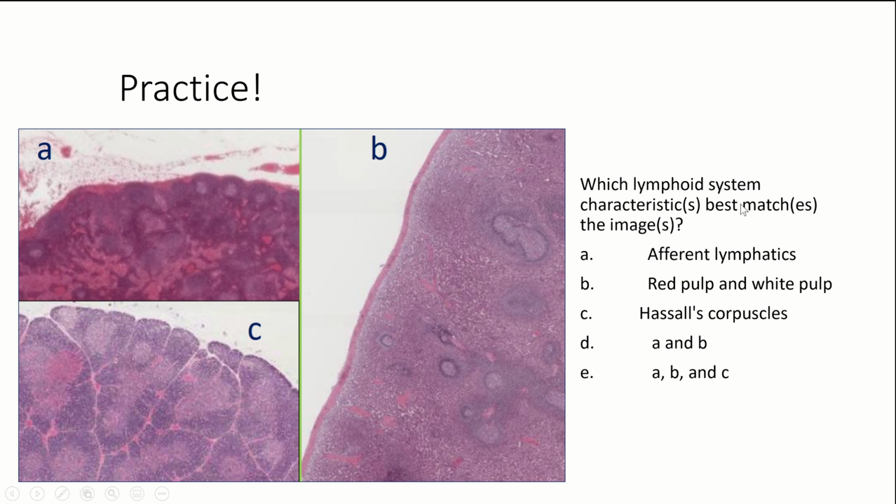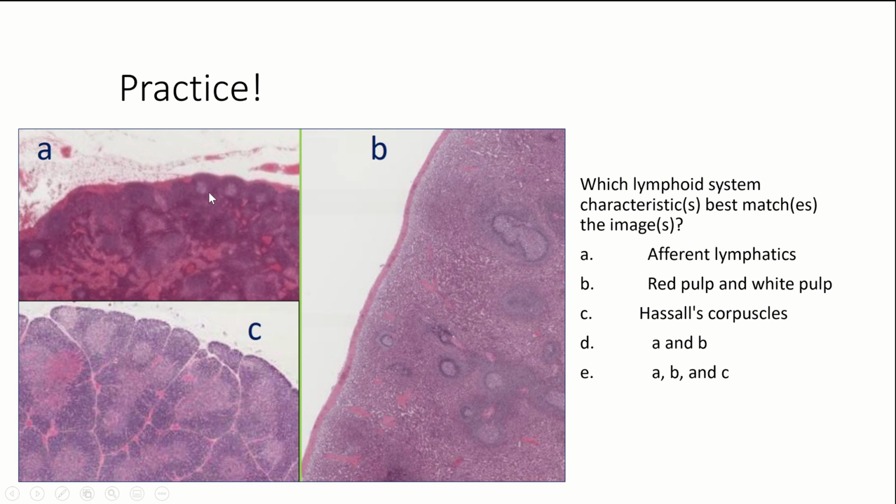Okay, here, which lymphoid system characteristic best matches? My advice to you guys would be identify the organ first. This is a really tricky question, but it also is a really good way to test whether you know how to identify these organs, because these are the three that look the most similar. All of them have this kind of lighter staining, circle, outer looking thing. They've got these two different textures. But you need to know the difference between the organs.